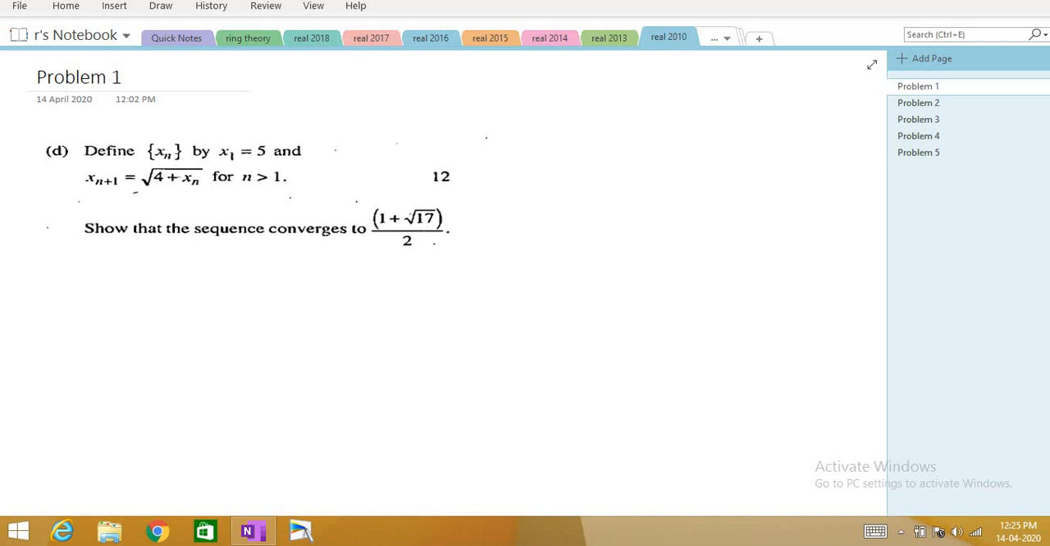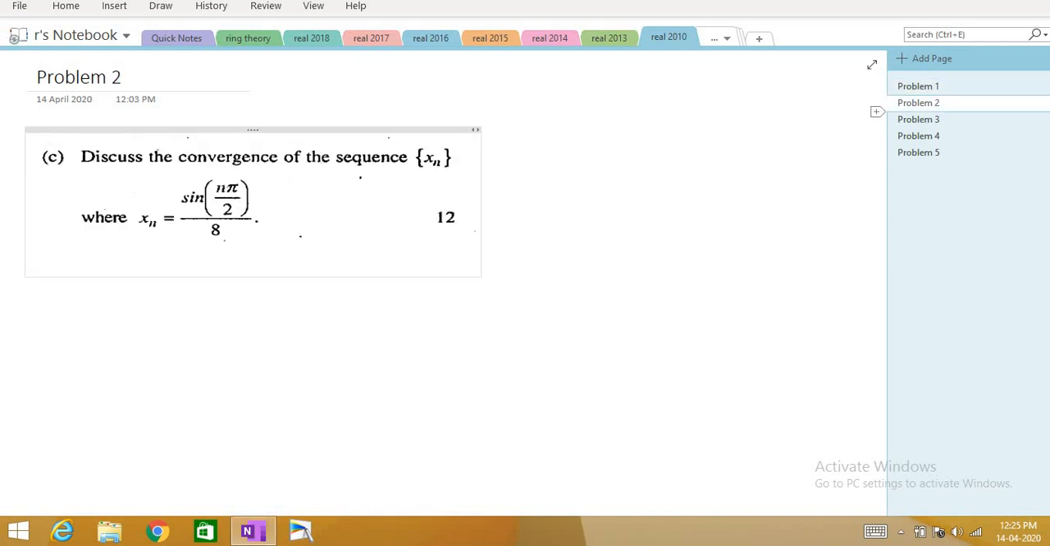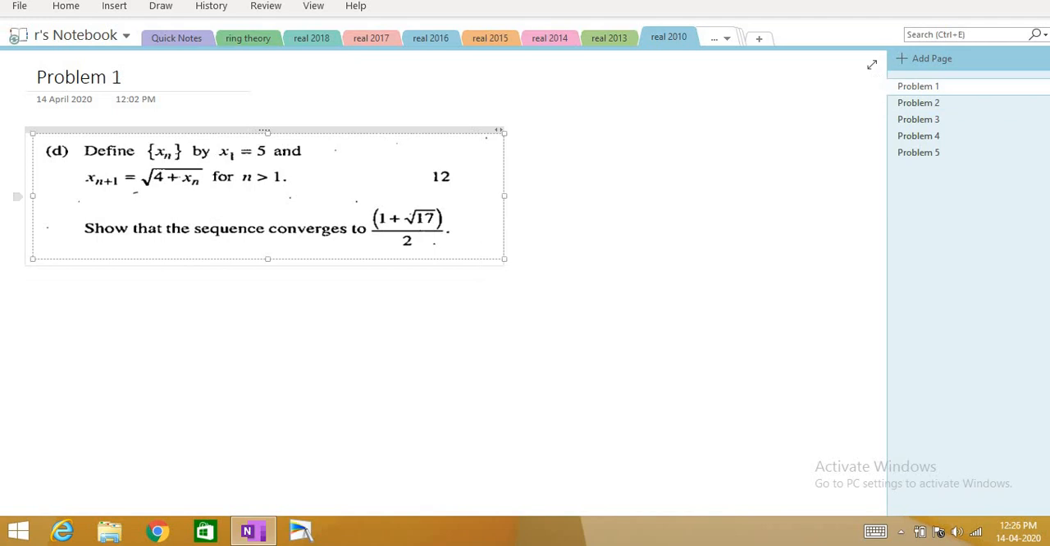Problem 1 and problem 2 are from a single concept, which is the convergence of a sequence, right? We have already solved some similar problems based on convergence of a sequence. You can pause this video, and I think in 2018 we solved a similar problem, where we had x1 is equal to 2, I think. You please refer to the question now. It is the same question, but the values here, x1 and this number, are different. We want to show that the sequence converges to (1 plus root 17) by 2.